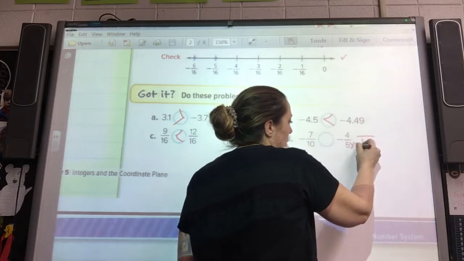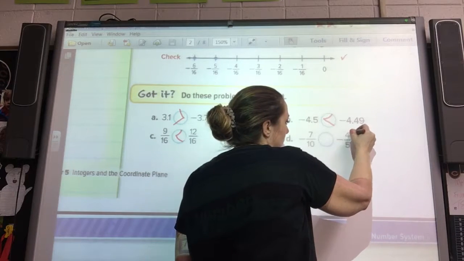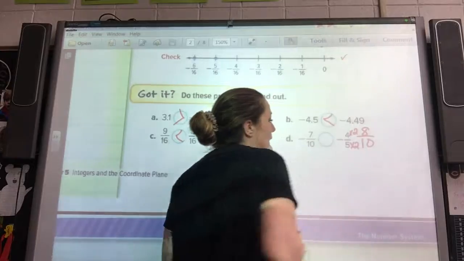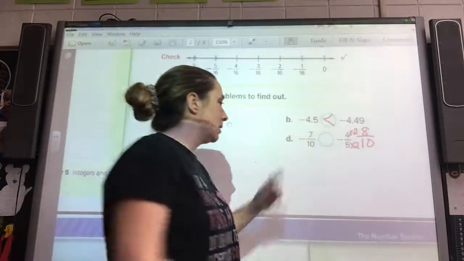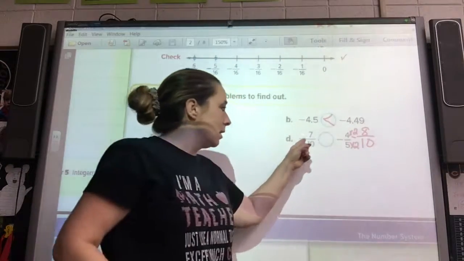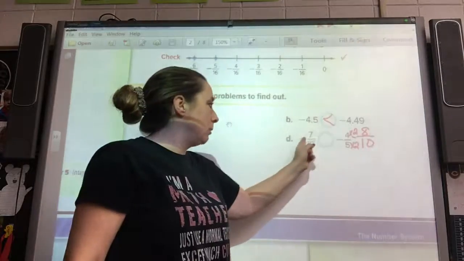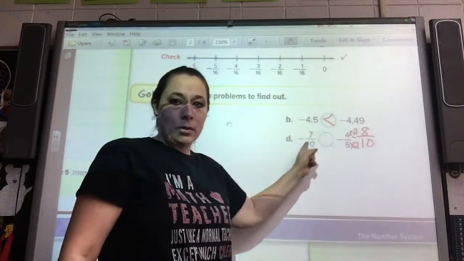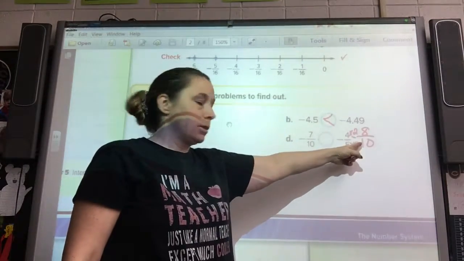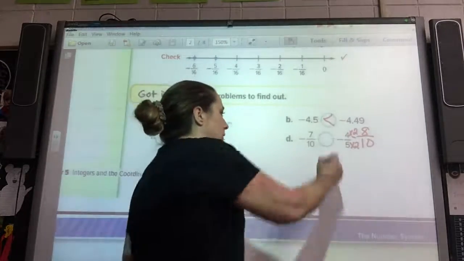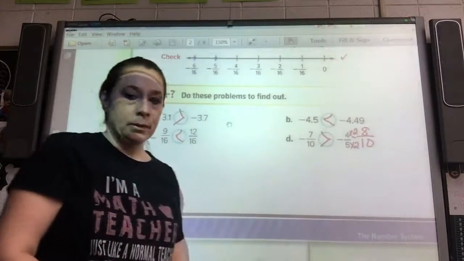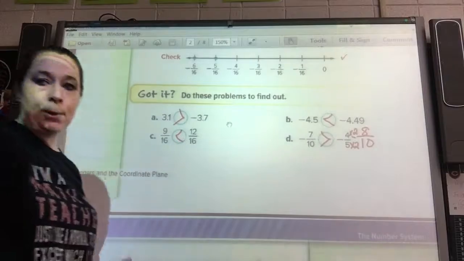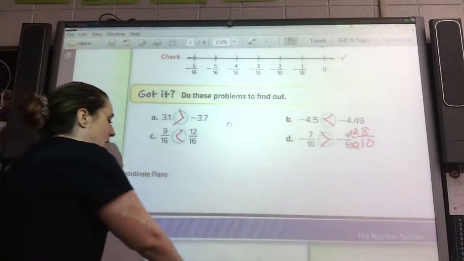Right, times 2. What you do on the bottom, you got it, do it on the top. So now you've got negative 7/10 compared to negative 8/10. So just compare your 7 and 8. Would you rather owe $7 or $8? You're right. 7. Okay? All right.